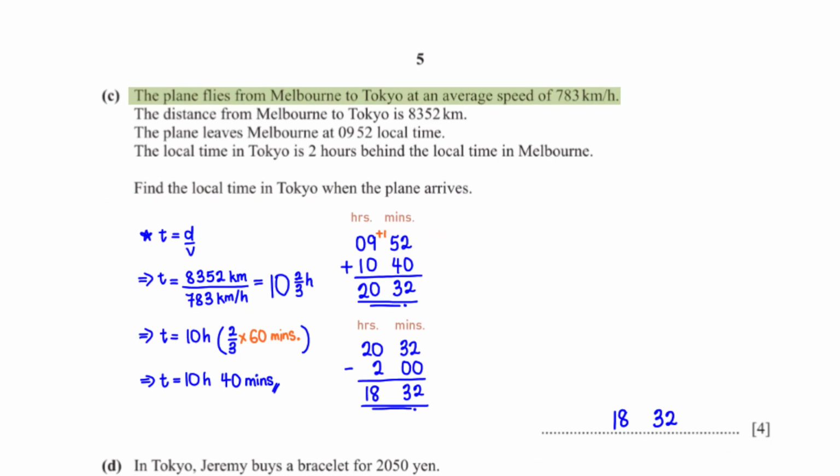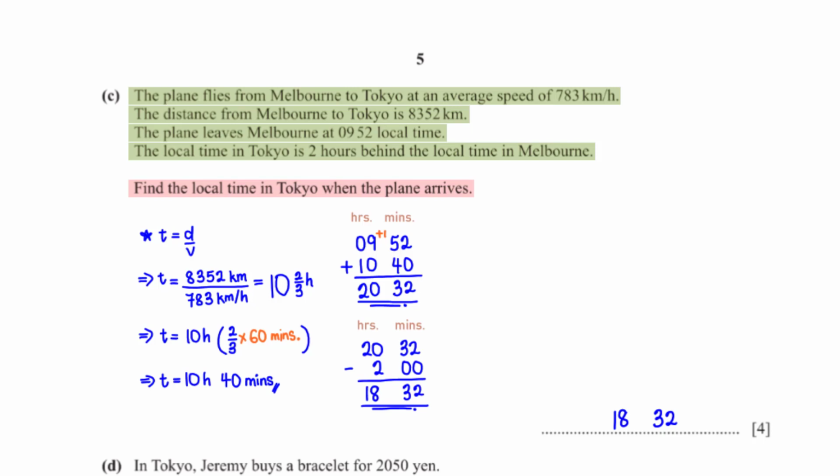The plane flies from Melbourne to Tokyo at an average speed of 783 kilometers per hour. The distance from Melbourne to Tokyo is 8,352 kilometers. The plane leaves Melbourne at 9:52 local time. The local time in Tokyo is 2 hours behind the local time in Melbourne. Find the local time in Tokyo when the plane arrives.